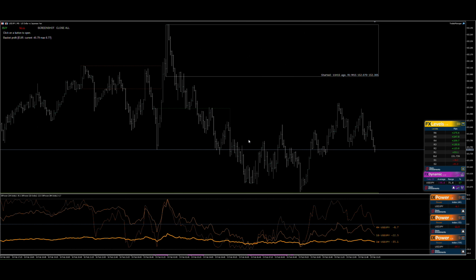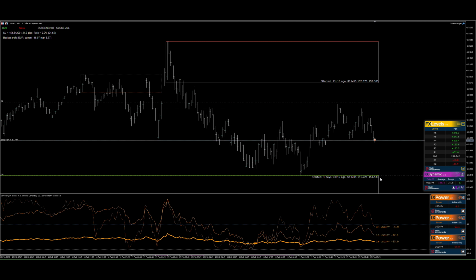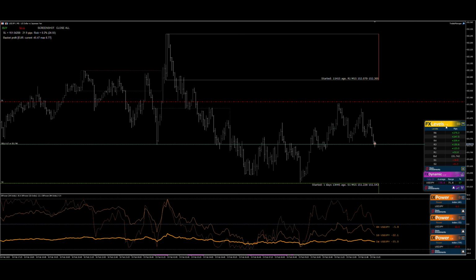Here is a nice easy scalping setup on the yen against the US dollar. So we short the US dollar against the yen and place the profit target directly here at the support level.